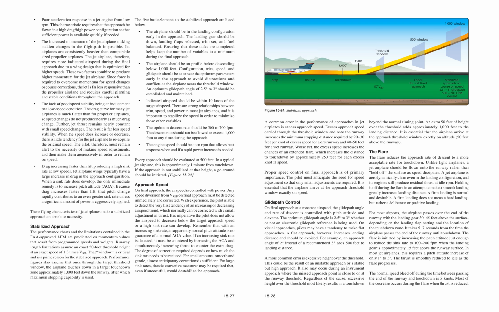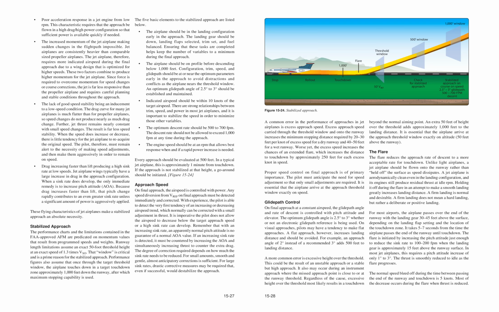1000 window. 500 window. Threshold window. Flare. Stop. Rollout. Touchdown. 50. VREF. Check for stabilized approach. Stabilized approach: on course, on speed, 2.5 degrees to 3 degrees glide path, 500 to 700 fpm descent.